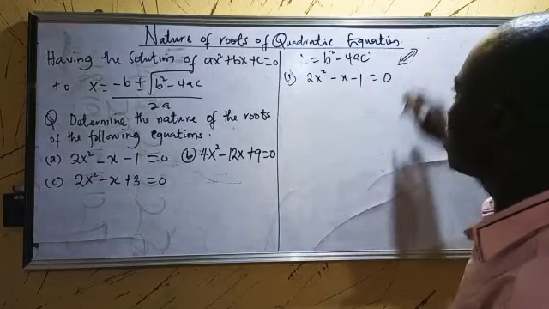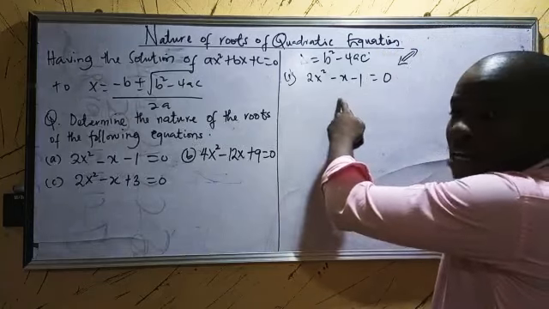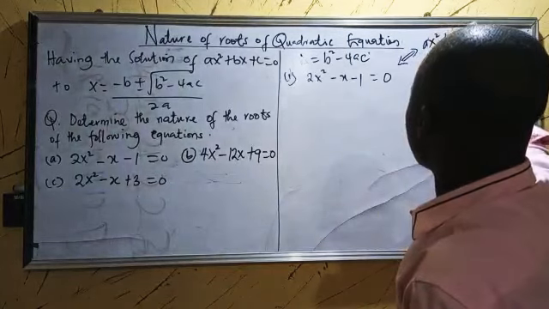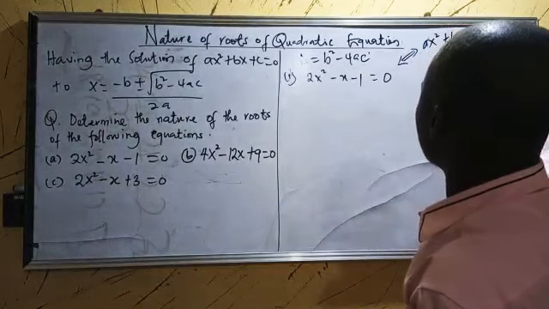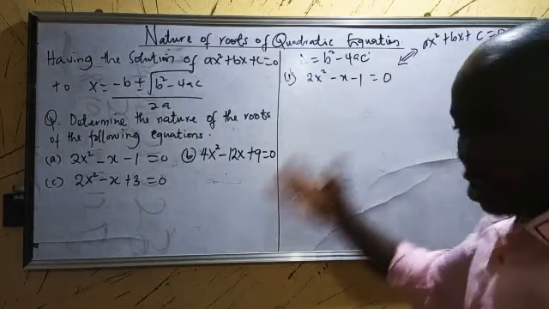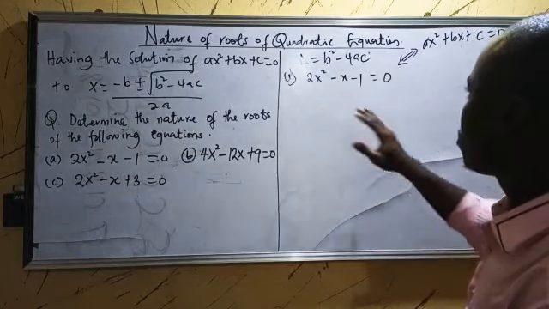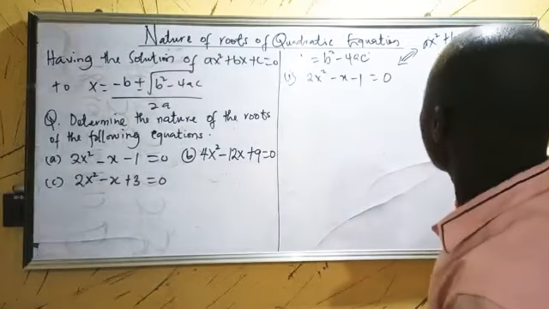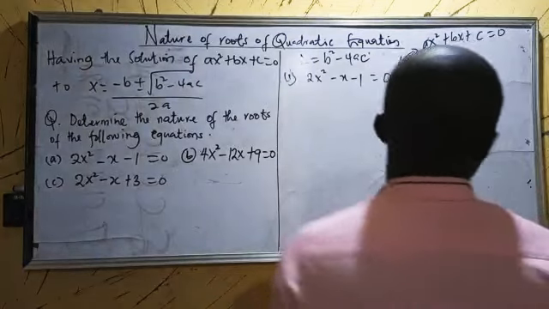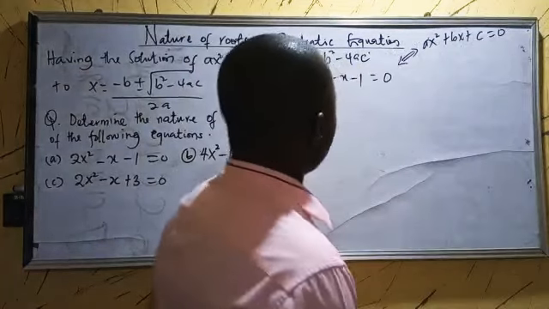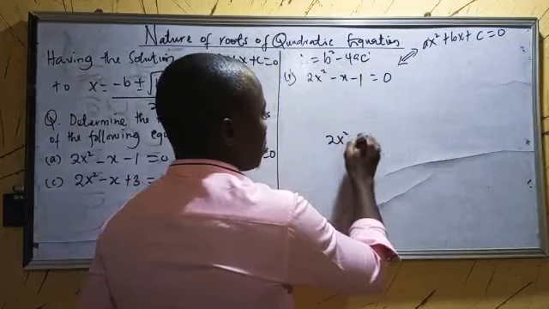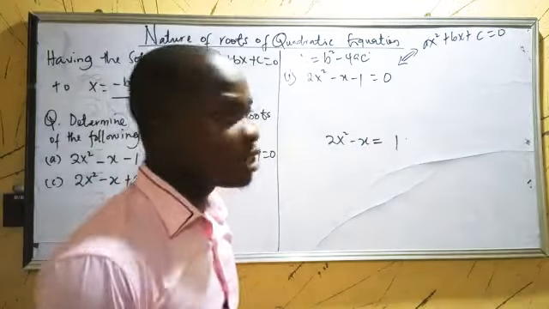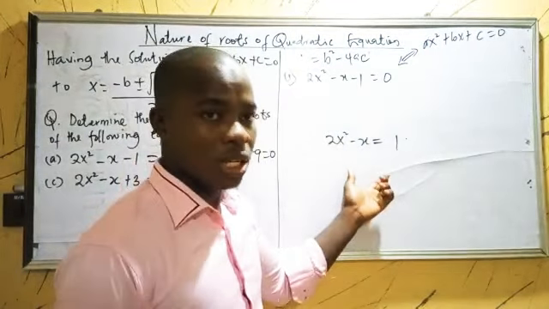If you remember, the general form of the equation of a quadratic is ax squared plus bx plus c equals 0. To get a, b, c, we compare the coefficient of x squared, the coefficient of x, and the constant term, with 0 on the right. Suppose we are given 2x squared minus x minus 1 equals 0. Determine the nature of this equation.